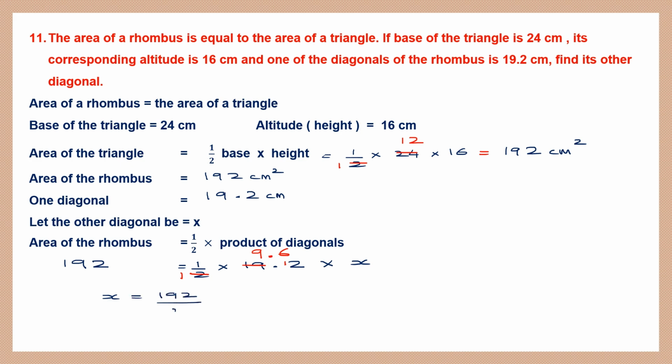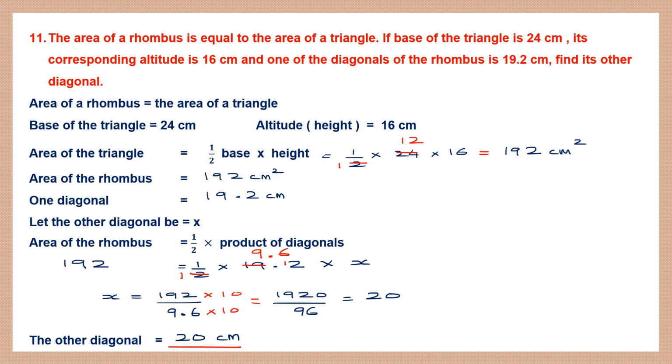192 divided by 9.6. So when we do this division, since the divisor is a decimal number, let's make it a whole number by multiplying it by 10. So when we multiply this by 10, multiply this also by 10. So what do we get now? We get 1920 divided by 96. So when you divide this, you will see the answer is 20. So we have found the value of x. And what is x? The other diagonal. We said let the other diagonal be x, and we have found it to be 20. So the other diagonal is 20 centimeters. So this is our final answer.